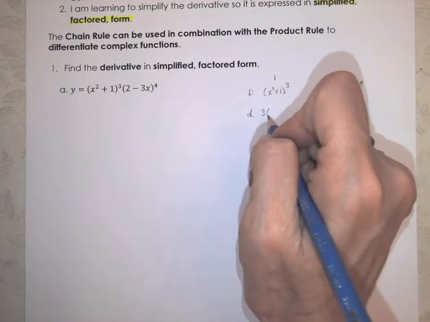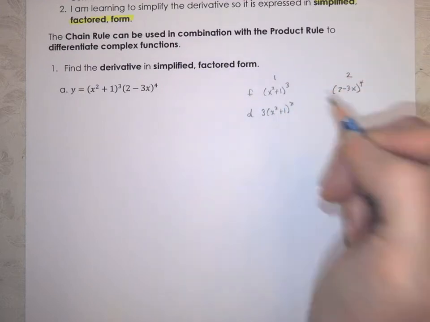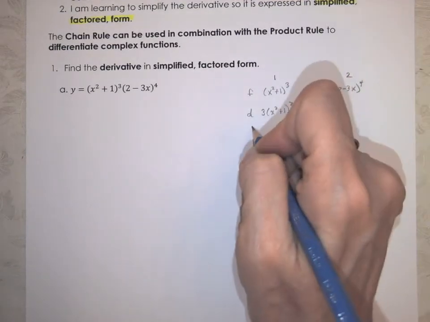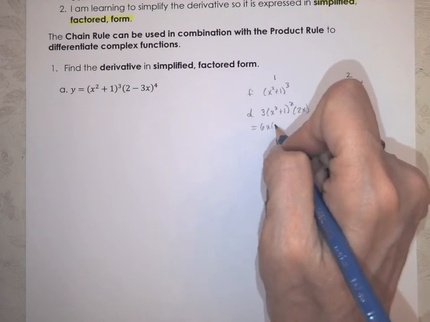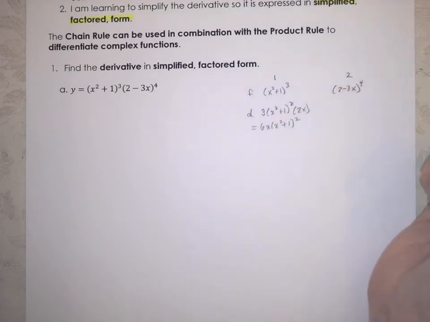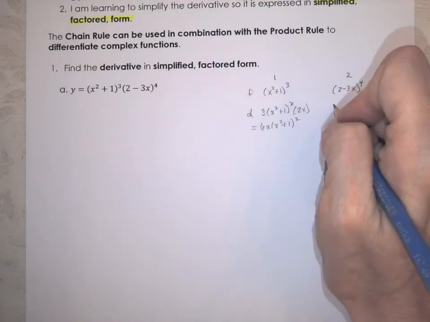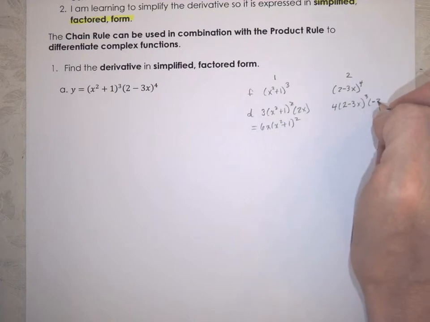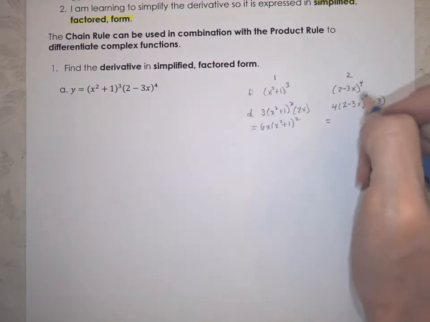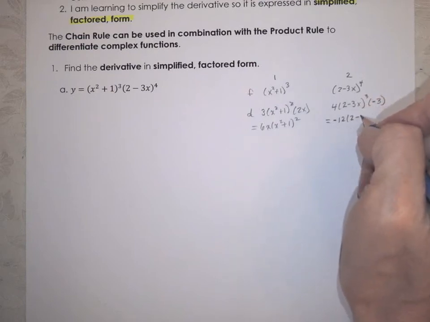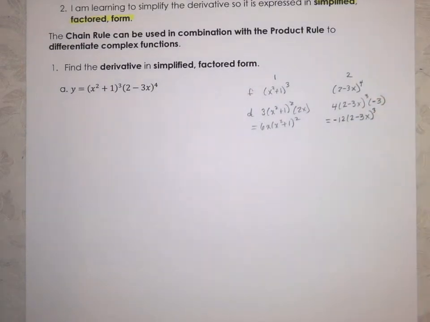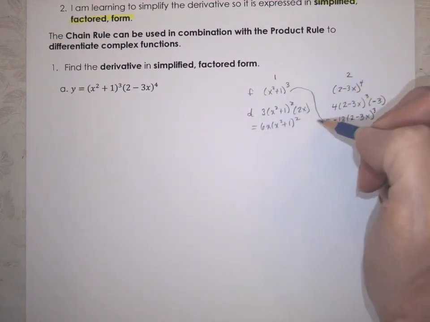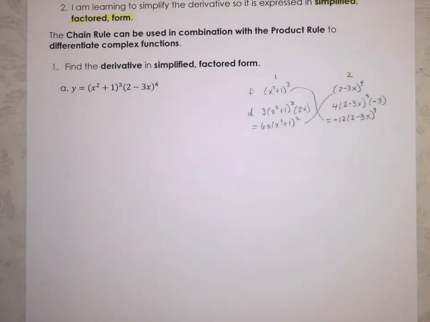So the derivative using the chain rule for the first is going to be 3 times (x squared plus 1) squared times 2x, equals 6x times (x squared plus 1) squared. And the second one, 4 times (2 minus 3x) cubed times negative 3. Don't forget the inner derivative. It's a common mistake, especially when you're just learning, or even just if you slip for a second. I've done it before, so just make sure you always remember when you're using the chain rule to multiply by the inner derivative. Now we're using the product rule.